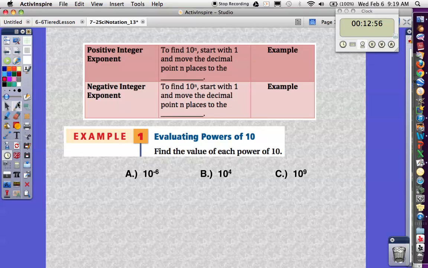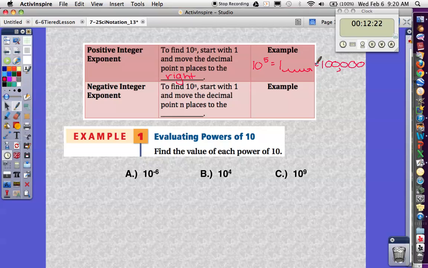So when we think about it, a positive integer exponent, if we want to find 10 to the nth power, we always start with 1, and then we move the decimal point n places to the right. Make yourself an example here. I'm going to use 10 to the 5th. If I want to find 10 to the 5th power, I start with 1, and then I know that I'm moving the decimal, since it's a positive exponent, over to the right to make it a larger number. So I'm going to have 1 and then 5 zeros. Put your commas in.